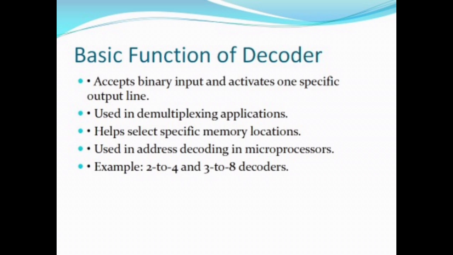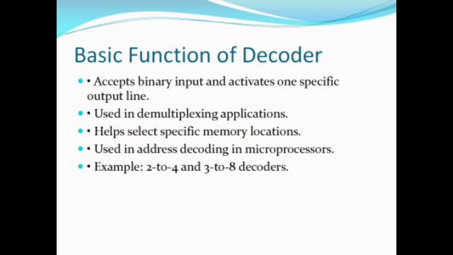That is, it accepts binary inputs and activates one specific output line. It is also used in selection, display, and memory addressing applications. It is mainly used in demultiplexing applications, whereas an encoder is used in an interfacing process. It helps to select specific memory locations, and it's also used in the addressing process in a microprocessor.